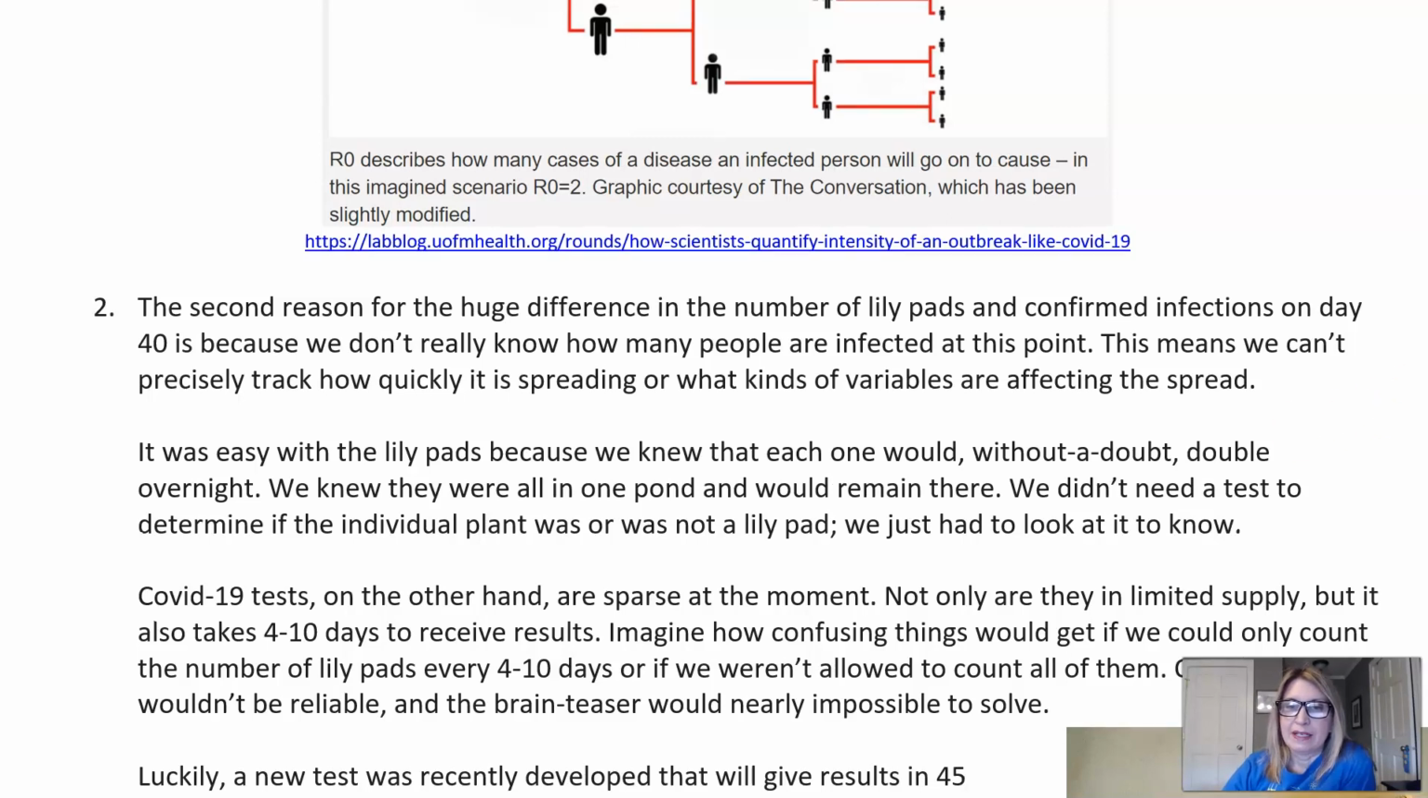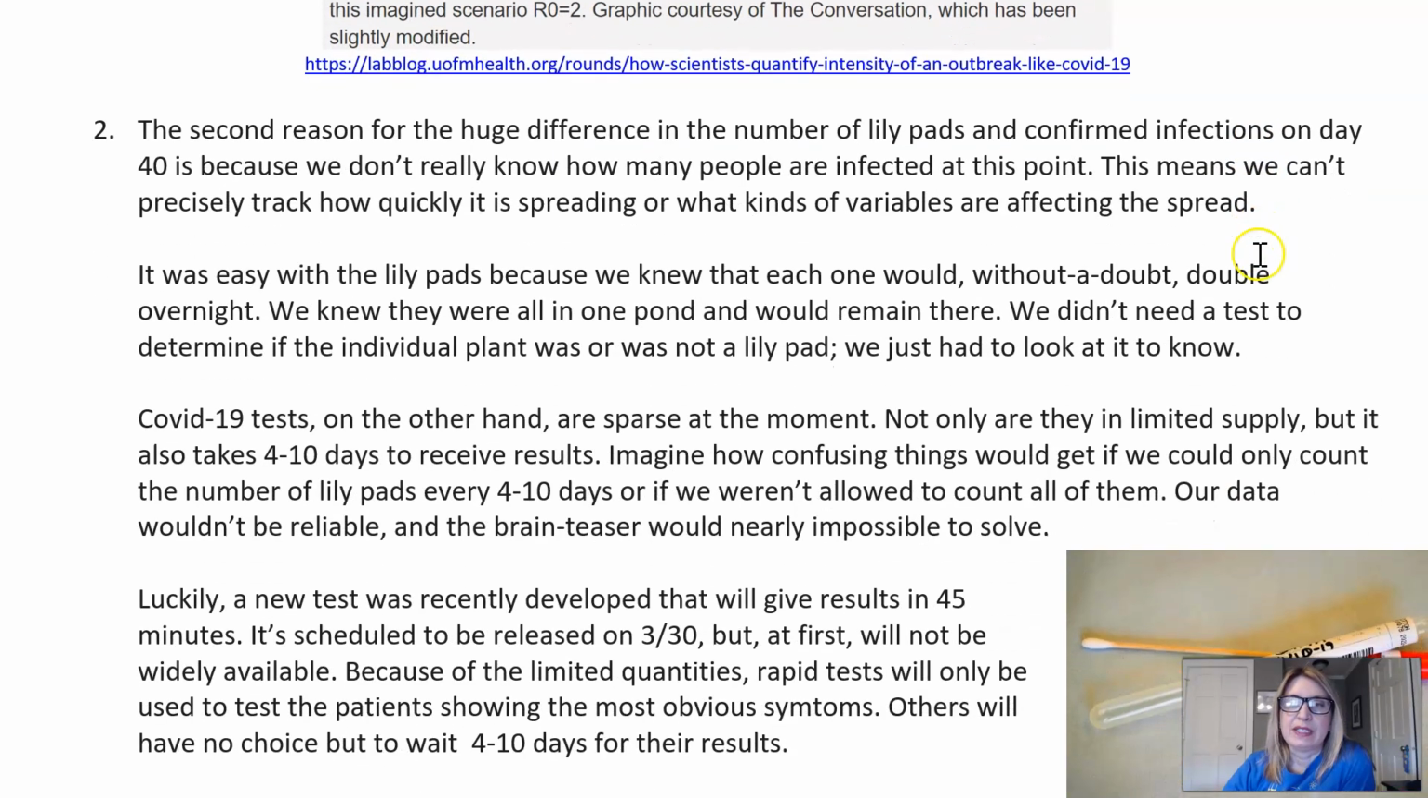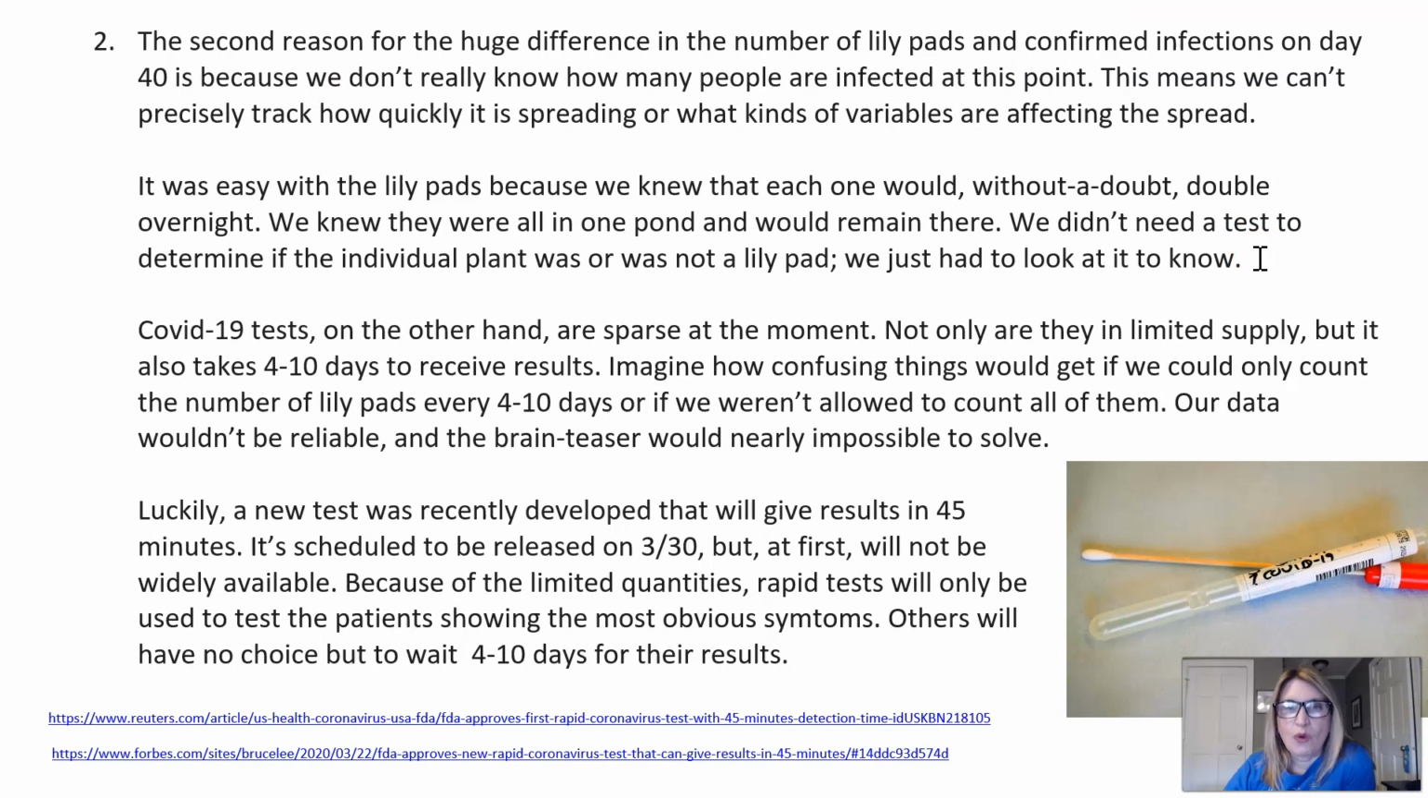COVID-19 tests, on the other hand, are kind of sparse at the moment. Not only are they in limited supply, but it also takes 4 to 10 days to receive the results. Can you imagine how confusing things would be if we could only count the number of lily pads every 4 to 10 days? Like, we wouldn't know that they were doubling necessarily overnight, or if we weren't allowed to count some of them at all. Our data wouldn't be reliable, and the brain teaser would not even be much of a brain teaser. It'd be pretty much impossible to solve.